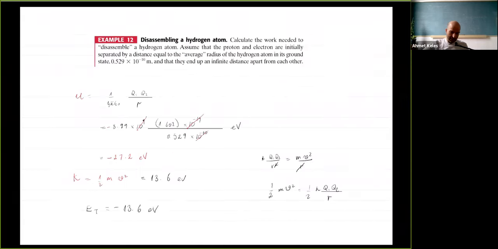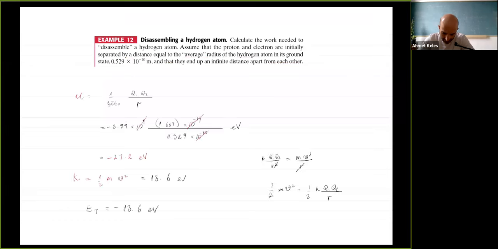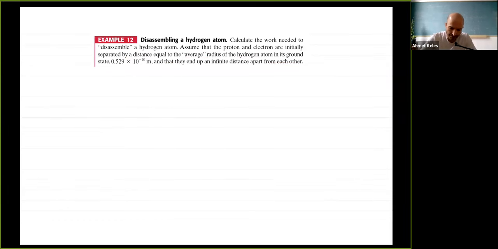All right, let's do an example and finish this class for today. And tomorrow we can solve problems. Calculate the work needed to disassemble a hydrogen atom. Assume that the proton and electron are initially separated by a distance equal to the average radius of hydrogen atom in its ground state, which is given here, and that they end up an infinite distance apart from each other. Maybe I can draw a hydrogen atom for you and ask you what we can do.